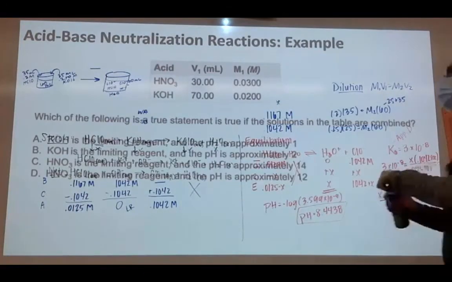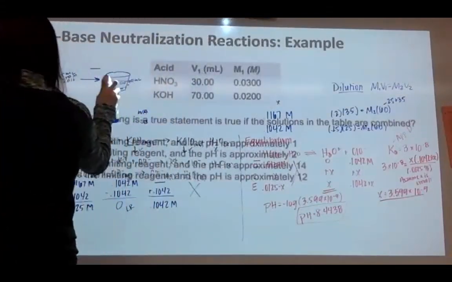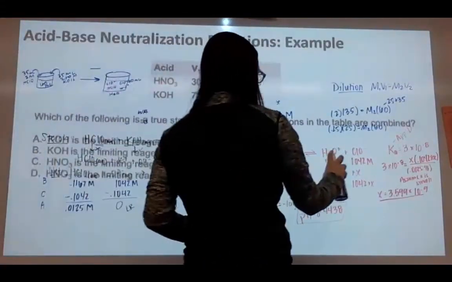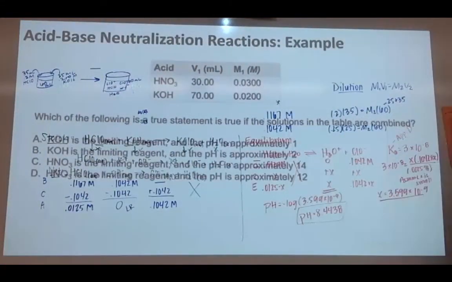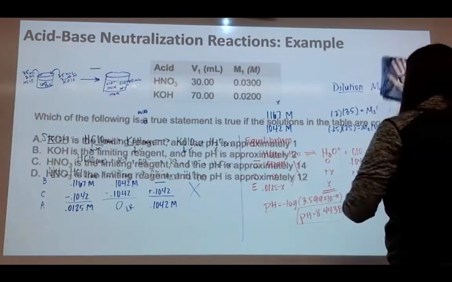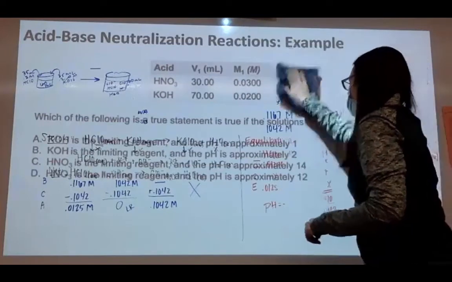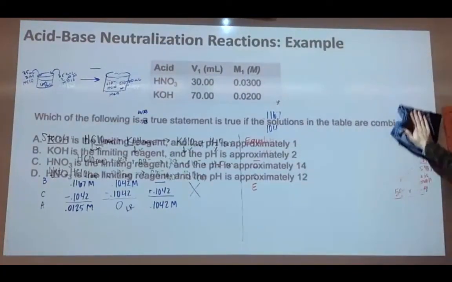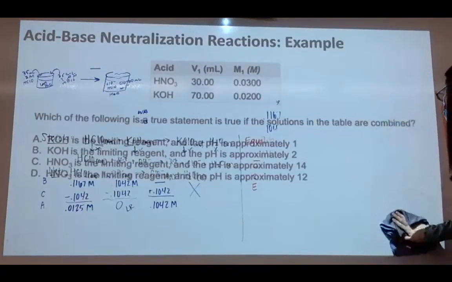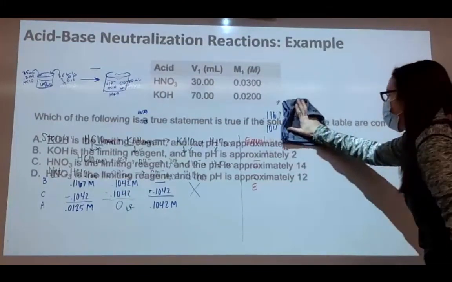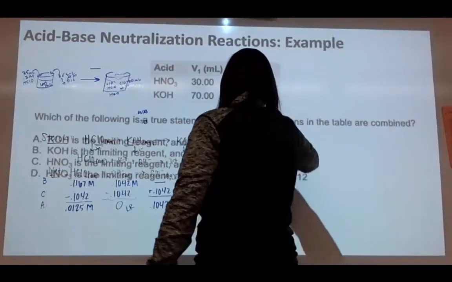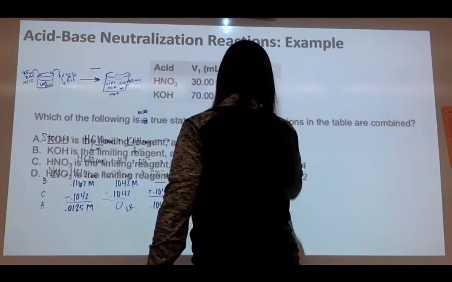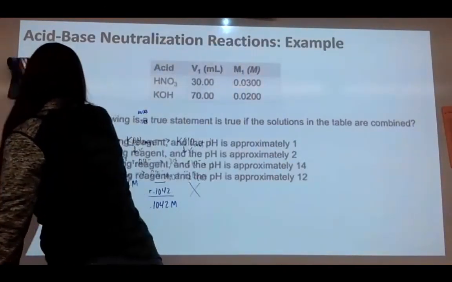This is a multiple choice question that's at the bottom of page 3. And you'll see that it says, which of the following is true if the solutions in the table are combined? The first thing I want you to do is take a look at the table. Label the solutions. Are they strong? Are they weak? Because that is going to help us with the math that we'll have to do.